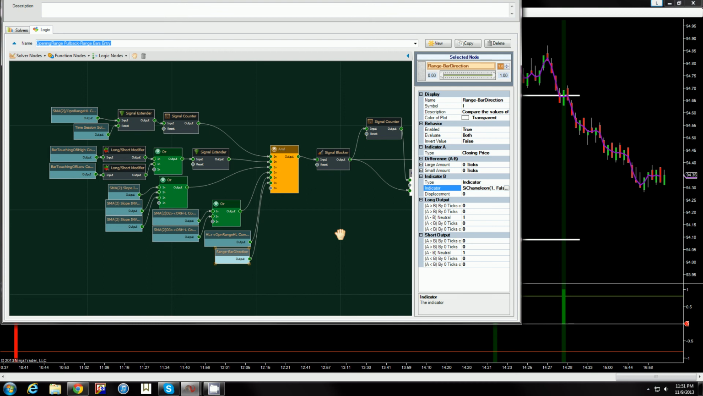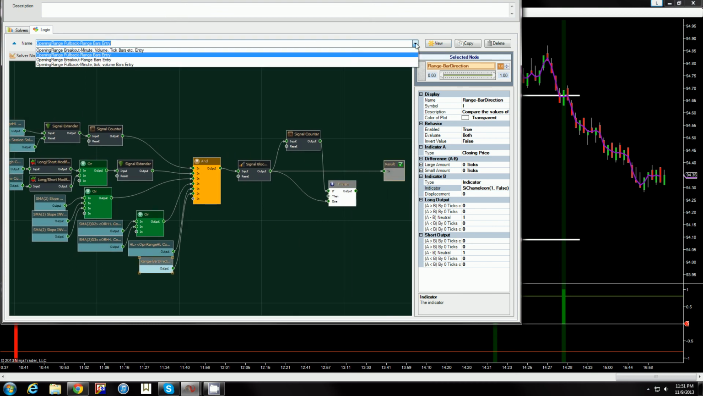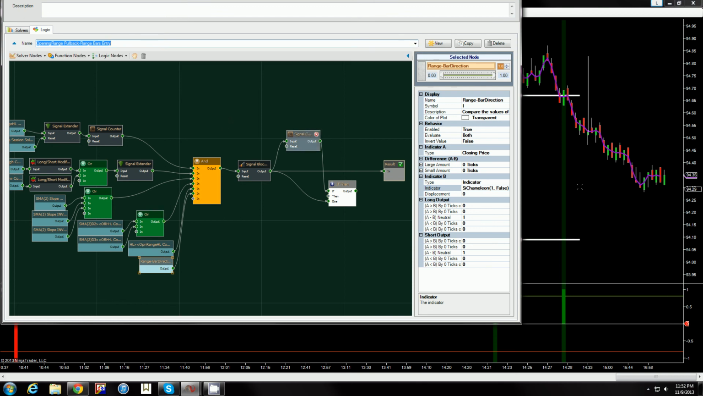So that's really the only difference between this opening range pullback range bars entry and the opening range pullback minute tick volume bars entry. And that's the only difference. Okay, so it's already set up for range bar or the minute bars. So we've got the pullback for the minute bars. I'm sorry, we've got the breakout for the minute bars. We've got the pullback for the range bars, the breakout for the range, and then the pullback for the minute and the tick. So I think that pretty well explains it.